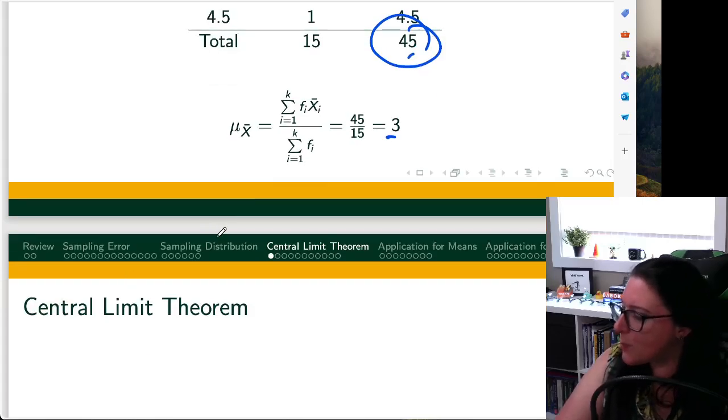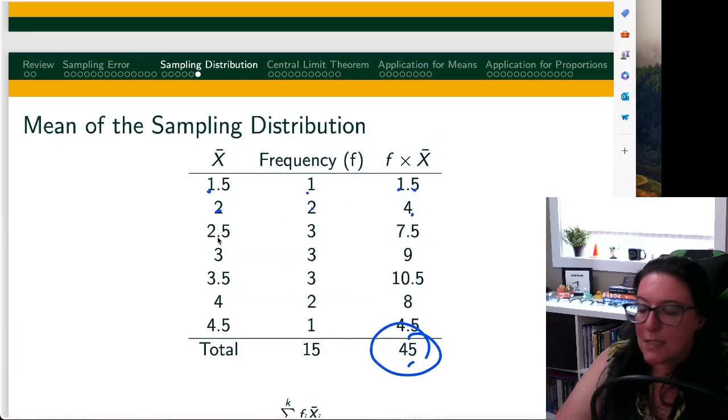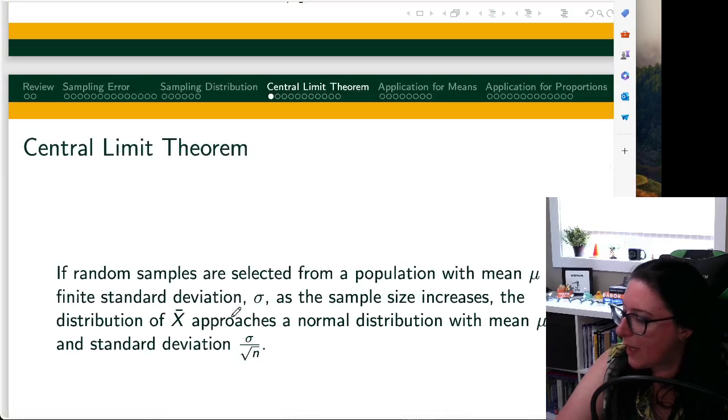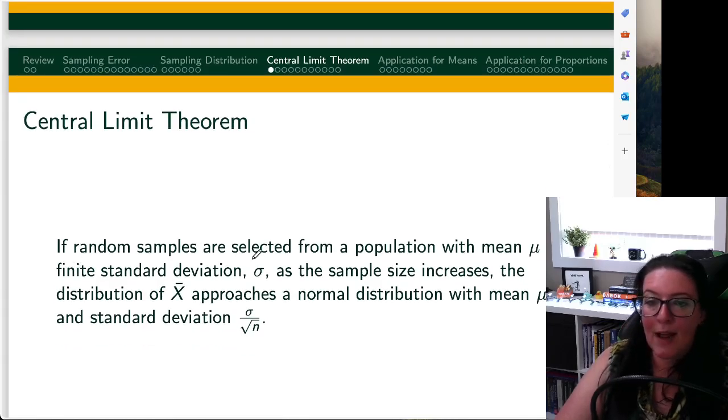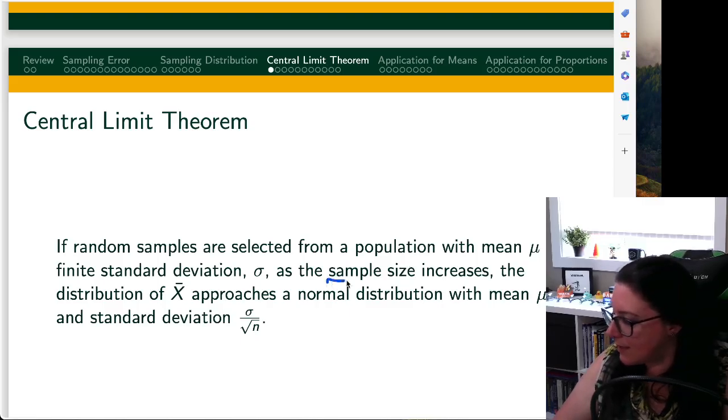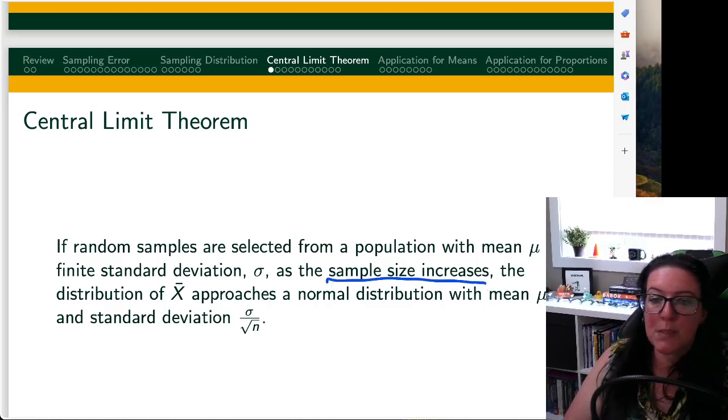So what we're going to be doing is taking that sampling distribution and using our central limit theorem. Central limit theorem says if random samples are selected from a population with mean mu and a finite standard deviation, then as the sample size increases, the distribution of x bar approaches a normal distribution with mean mu and standard deviation.